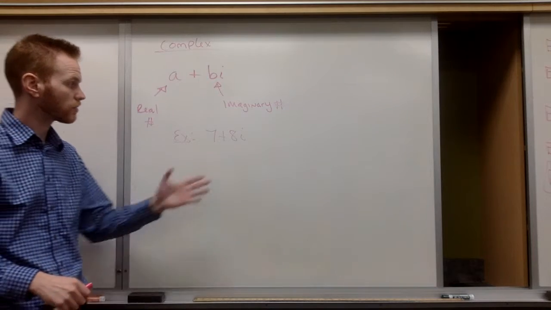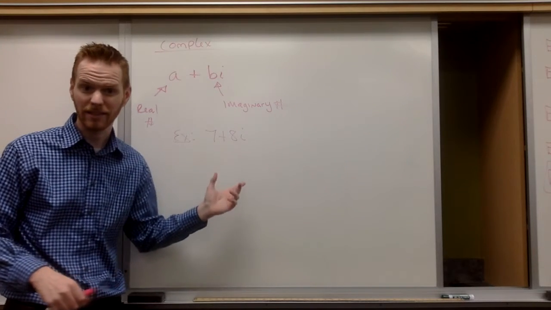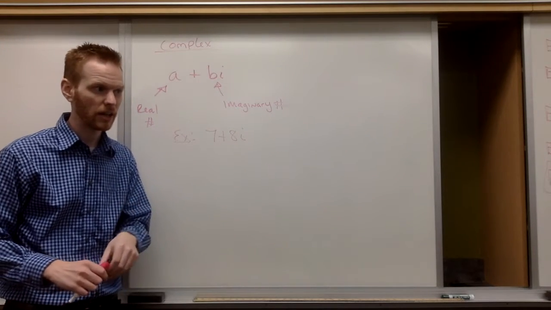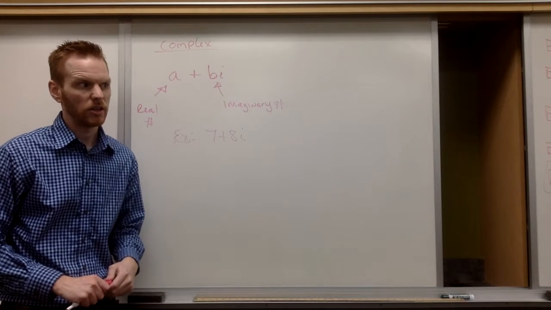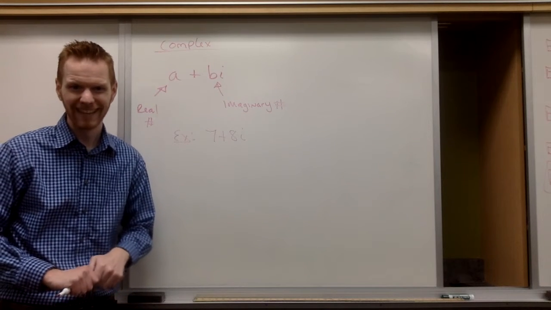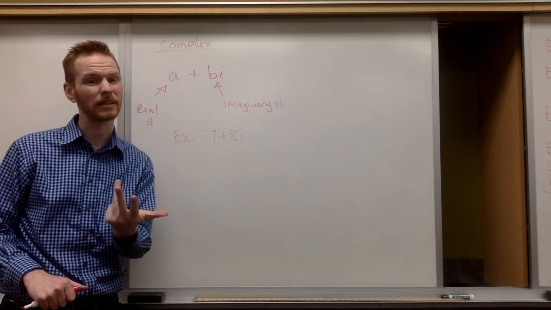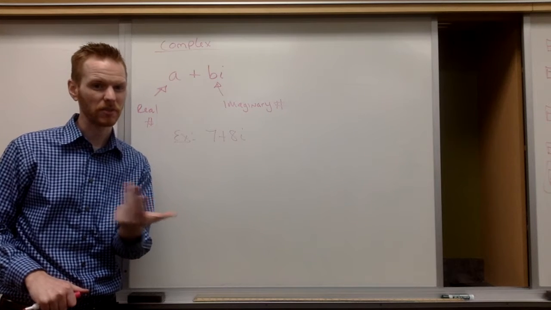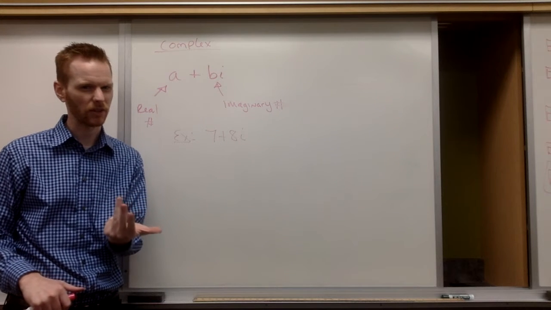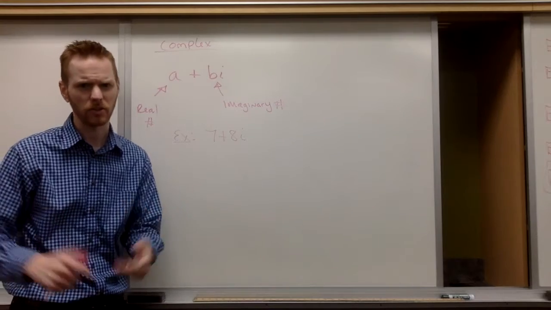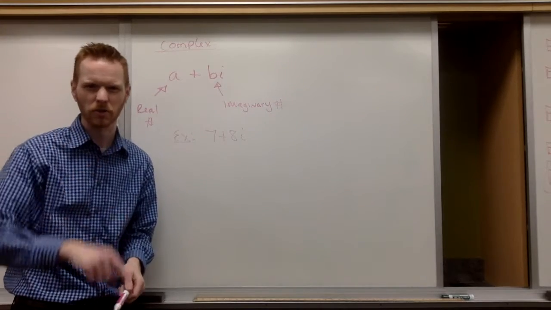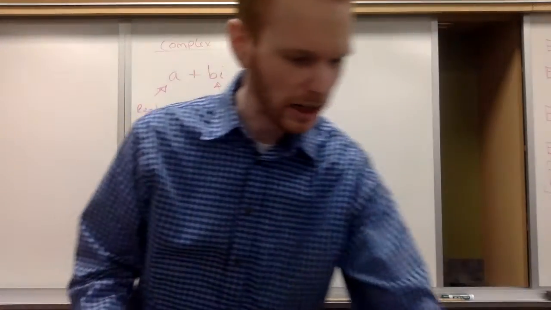7 is the real part, 8i would be the imaginary part. Okay? Now, since we just established that this is a new number that we're working with, I think it might be a good idea to go through all the basic operations, right? Adding, subtracting, multiplying, dividing with these complex numbers and see what we get. What do you think? Sounds like a good idea? Yeah, I think it's a good idea. I'm pretty sure I saw you shaking your head, so yeah, it's a good idea.